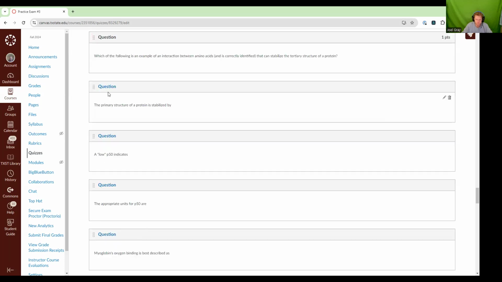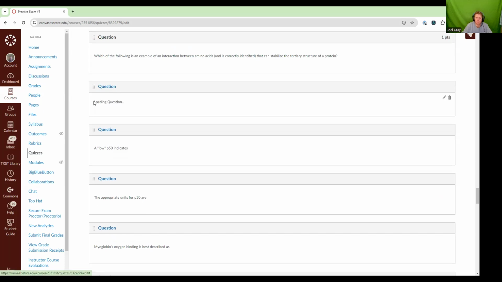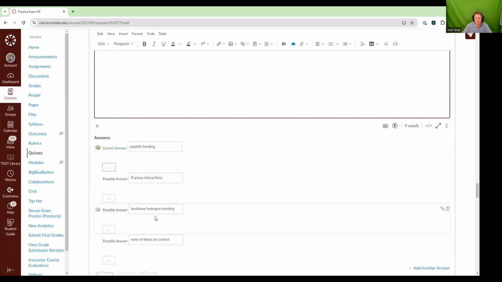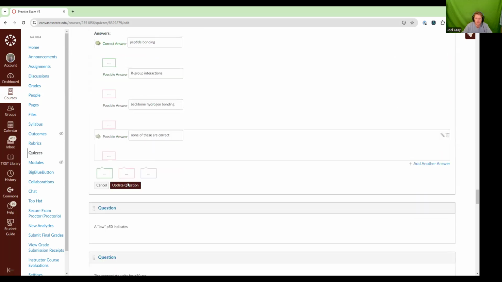The primary structure of a protein is stabilized by A, peptide bonding, B, R group interactions, C, backbone hydrogen bonding, and D, none of these are correct. Peptide bonding is correct.